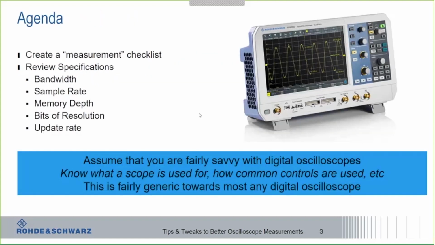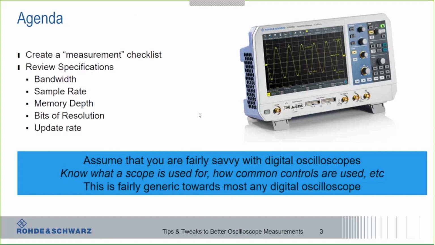All right, so here's our agenda. As I mentioned, we're going to go through and talk about tips and tweaks, and as part of that, I wanted to create a measurement checklist. These are some simple things, maybe not necessarily common things, that you can look for to make sure that you're getting the best measurements possible. And then, as I mentioned, we're going to talk about some specifications and go through what they are and how they matter.